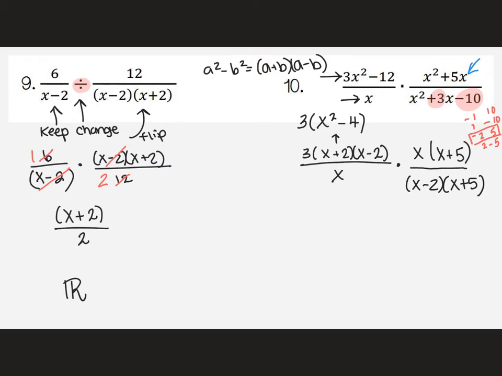Now that everything is fully factored, I look for factors to cancel out. So I have common x's, I have x minus 2, x minus 2, x plus 5, x plus 5. In the numerator, I have 3 times x plus 2 remaining. The denominator has all canceled, which means there's no restrictions.